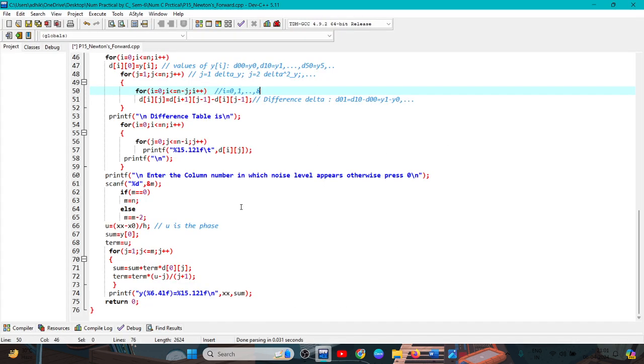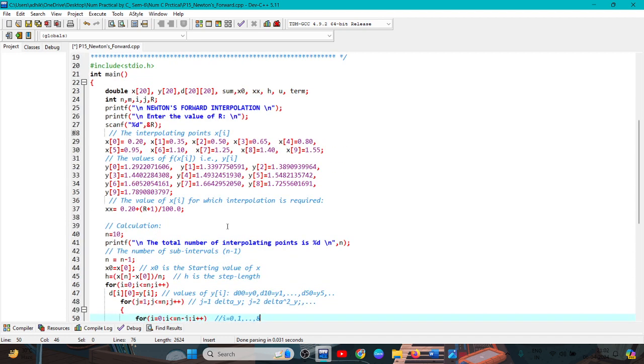So in this program, if there is noise level, put the column number here; otherwise, if there is no noise level, put 0. So when m equal to 0, that is m equal to n, here n equal to 9, so m equal to 9, else m equal to m minus 2. If you put the noise level at column 5, the value of m is 5 minus 2, that is 3. And u equal to (xx minus x0) divided by h, that is, u is the phase.